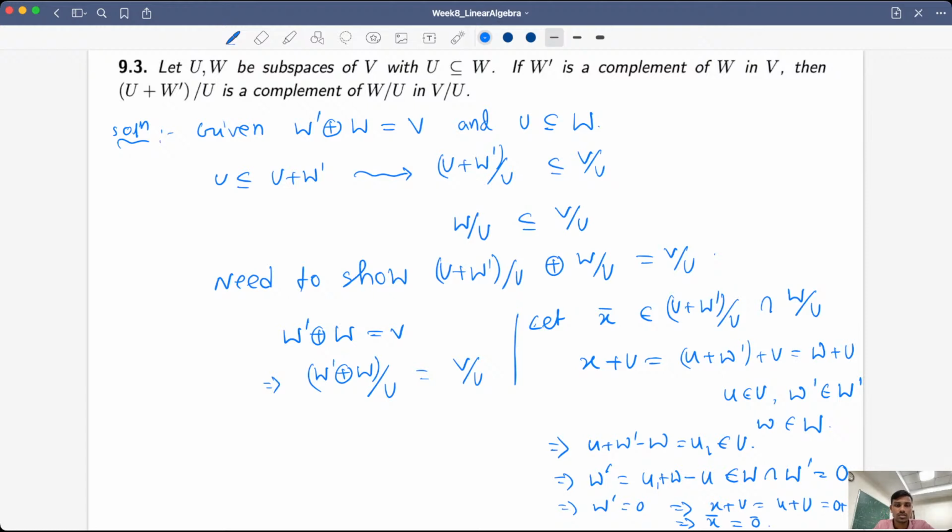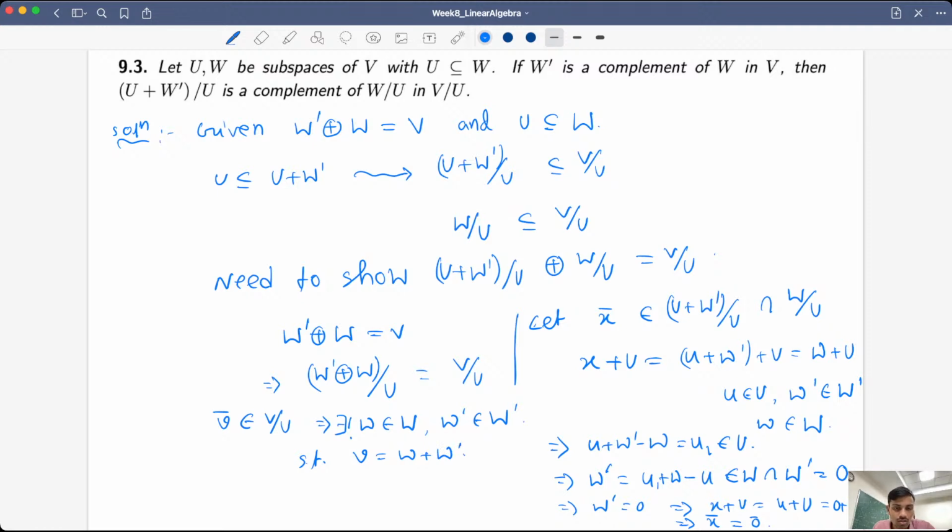Now for the direct sum, again I have to use this thing. I know that for any element v from V, I will take v bar belonging to V mod U. Now I know that V is a direct sum of W prime plus W, so this implies there exists, as this is a direct sum, a unique w belonging to W and w prime belonging to capital W prime such that v equals w plus w prime.